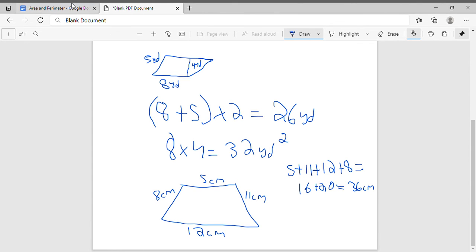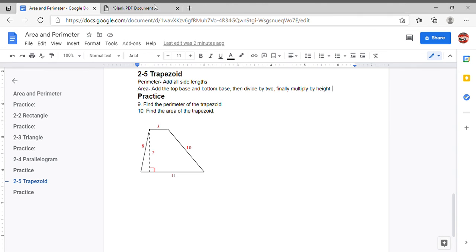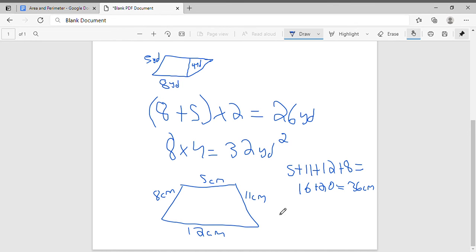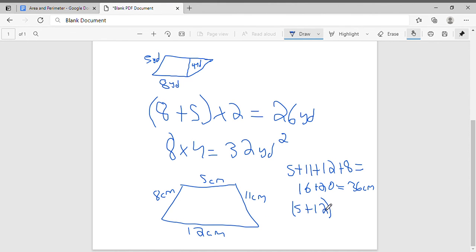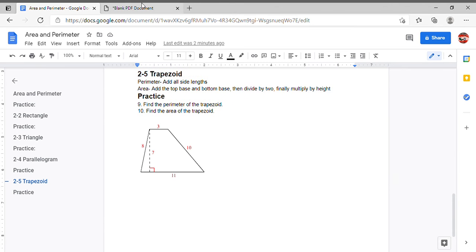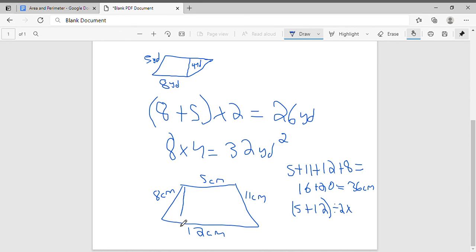And now for the area, first step, add the top base and bottom base. So 5 plus 12 in parentheses, so we know we have to do that first. Then divide by 2, times the height. So we have to be given the height, and we'll give the height 9 centimeters. So multiply by height, 9.